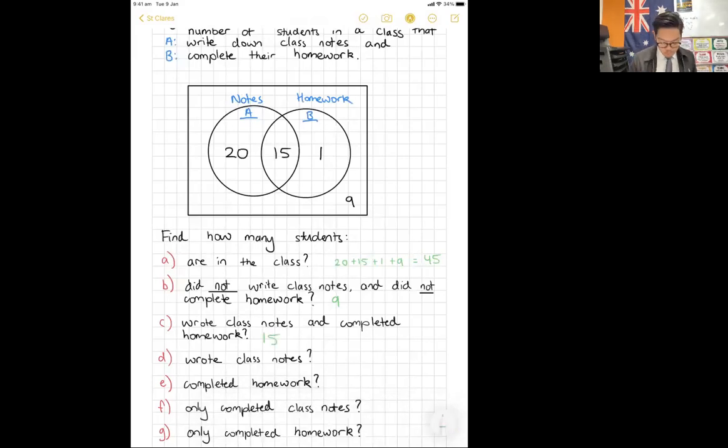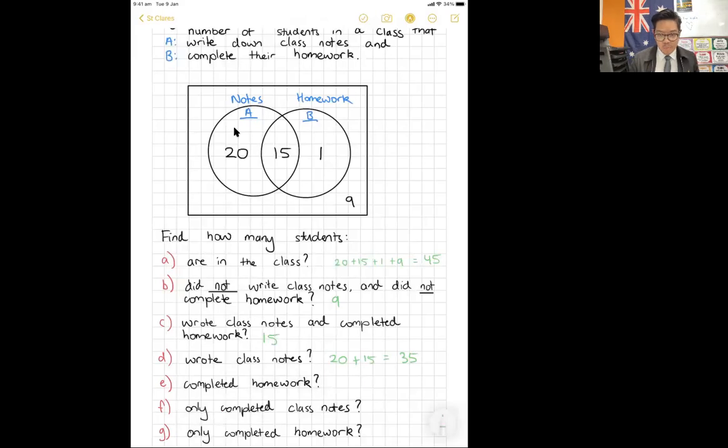All right, now, who wrote class notes? This is an interesting one. How many people actually wrote notes? We can see that there's 20 that just wrote notes, but then we've also got those 15 people that did both. So we'd add them together. It's those 20 people that just wrote the notes, and the 15 people that also wrote the notes. So that would be a total of 35.